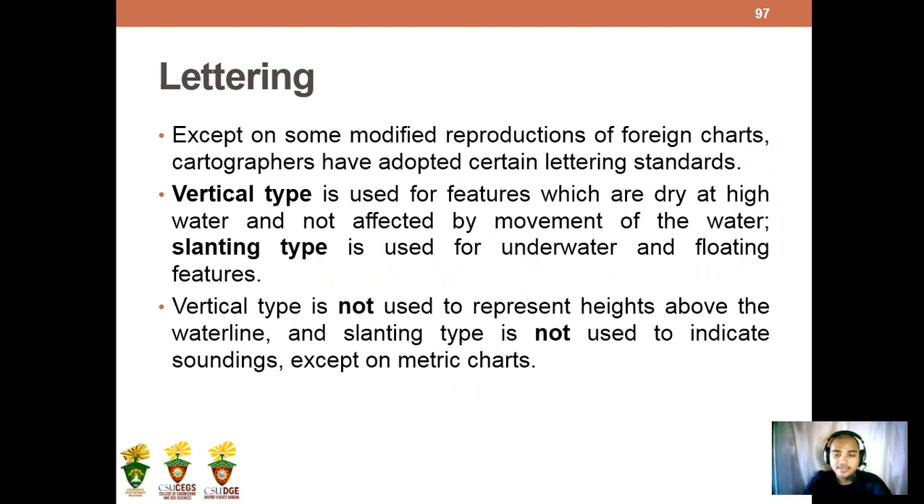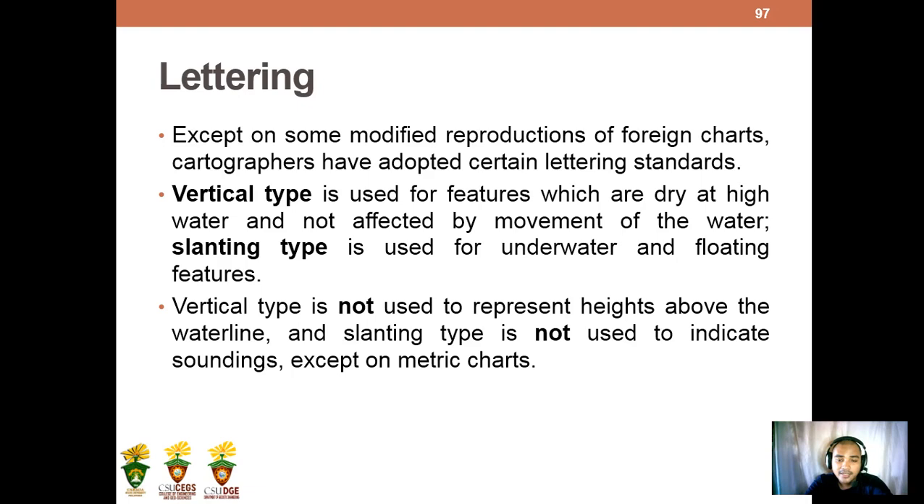So let's go to the lettering. Except on some mode of reproductions of foreign charts, the cartographers have adapted certain lettering standards. So pag vertical type, ang gigamit no, for features, kuha na siya, nag-indicate na siya as dry at high water and not affected by movement of the water. Pag vertical ang lettering. And kung slanting ang iyahang lettering, ginagamit na siya for underwater and floating features. Vertical for dry and high water, and also for not affected by movement of the water, and slanting type is used for underwater and floating features.